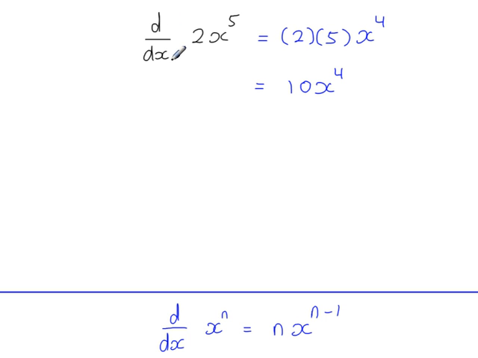d by dx is just an operator that's telling you to differentiate with respect to x. So whatever follows d by dx, in this case 2x to the power of 5, it's just telling you to differentiate 2x to the power of 5, and you're differentiating with respect to x.